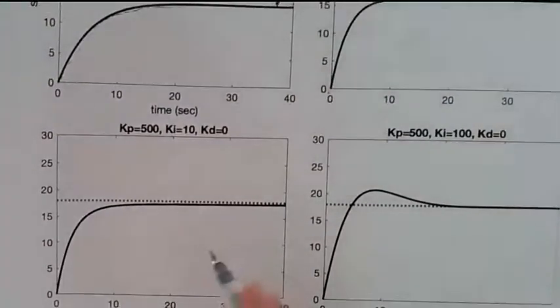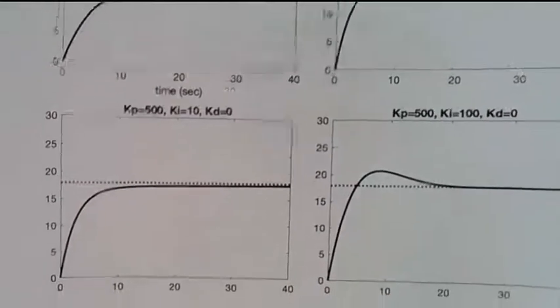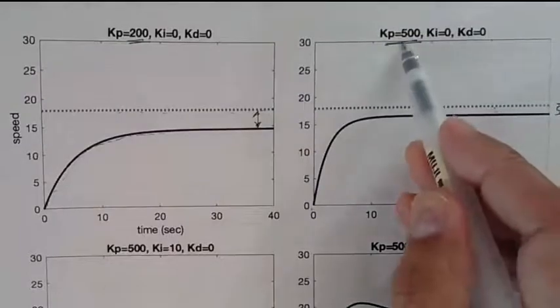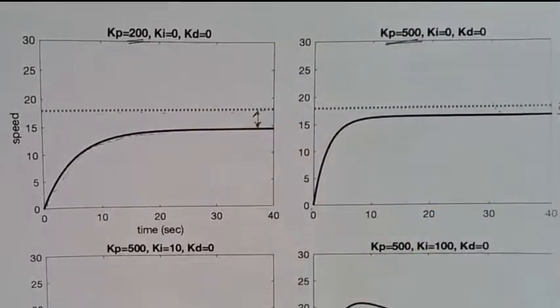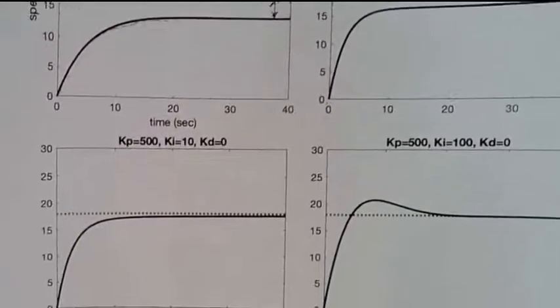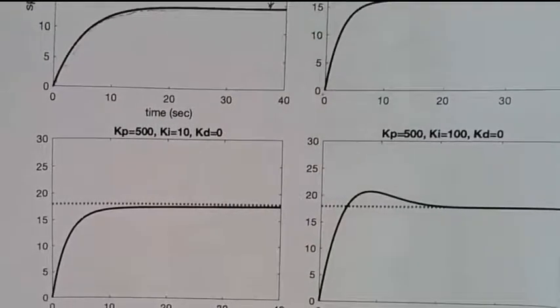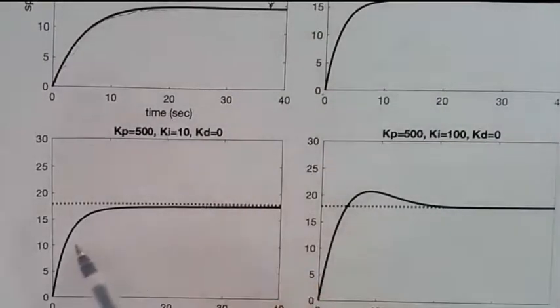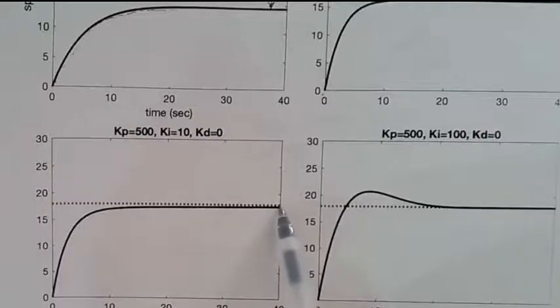So this is where I kept the same. Here, the proportional gain was 500. I kept the proportional gain the same, and I increased the integral gain. And you can see that now I'm coming pretty close to where I want to be, right? And the error is going to 0.